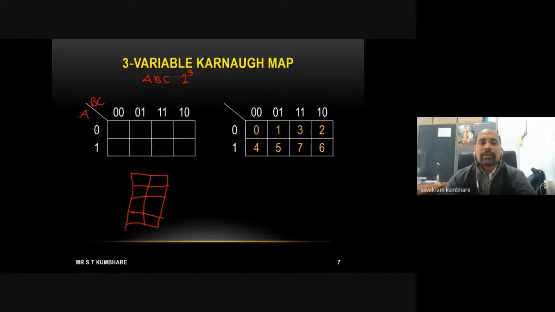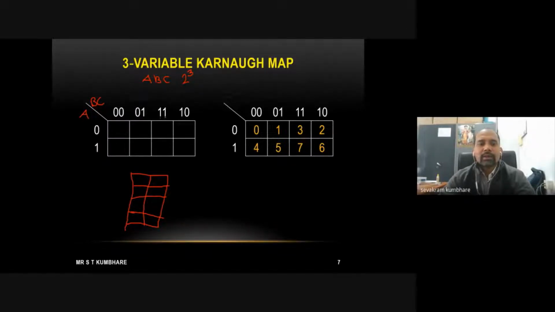So the A value can change, 0 or 1. It can have two values, 0 or 1. So this row will represent A equals 0, and this row will represent A equals 1. Whereas since we have written BC over here, this represents the status of BC. So we have to write it in this fashion only. You cannot change it. BC will be 0 0, the next cell will be 0 1, the next cell will be 1 1, and next is 1 0.